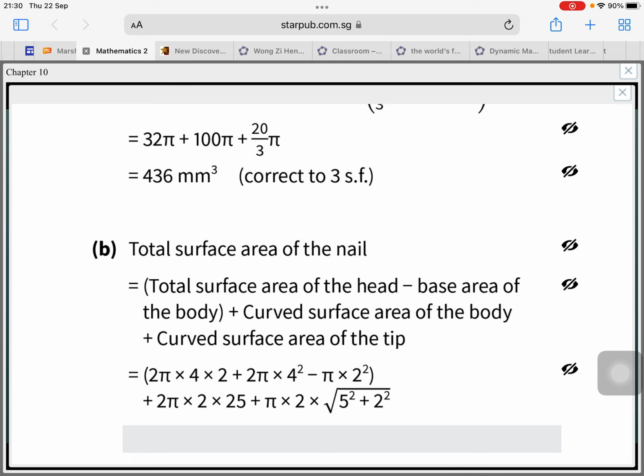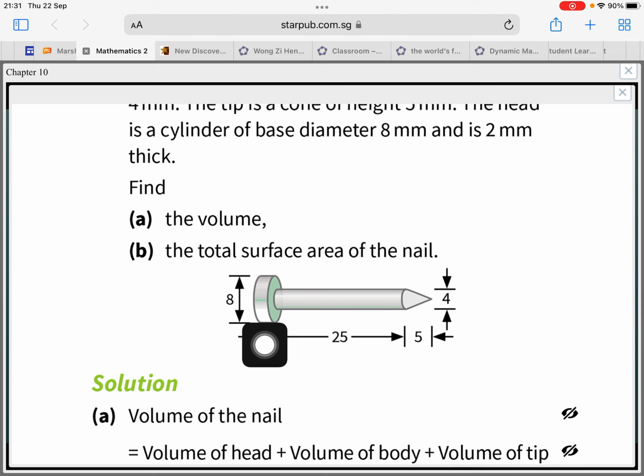First over here I have 2 pi times 4 times 2. Where is this 2 pi times 4 times 2? This is actually the curved surface area of the head. Over here 2 is the height. How do you find the curved surface area of a cylinder? You use the circumference multiplied by the height. Imagine the curved surface area opened up is just a rectangle, with a height of 2 and the length of its circumference.